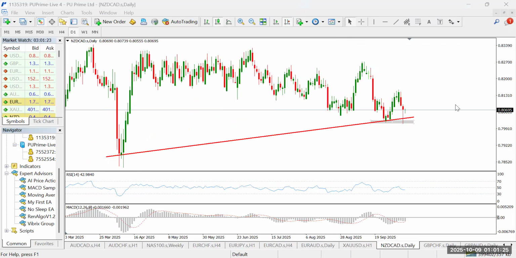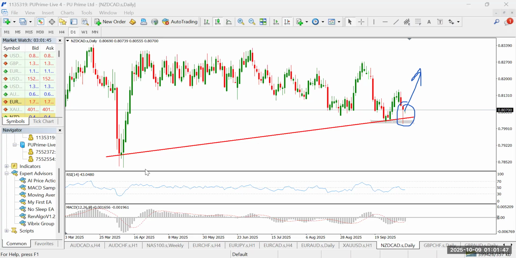All right, so finally, I'm looking now at the New Zealand CAD, NZD CAD. Now, this instrument is on the daily time frame, and we can see that price is trending up. And we have a confluence point here where the trend line meets the support zone and also the formation of a rejection candle, which closed yesterday. So technically, I'm looking at an upside movement on this instrument.